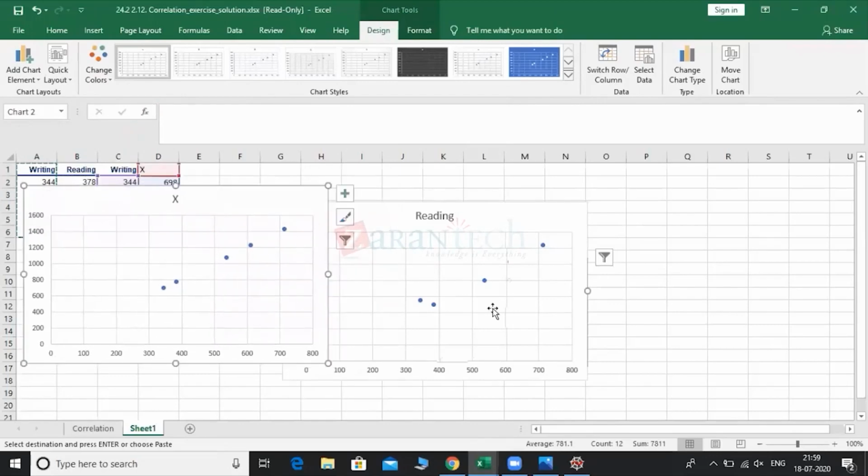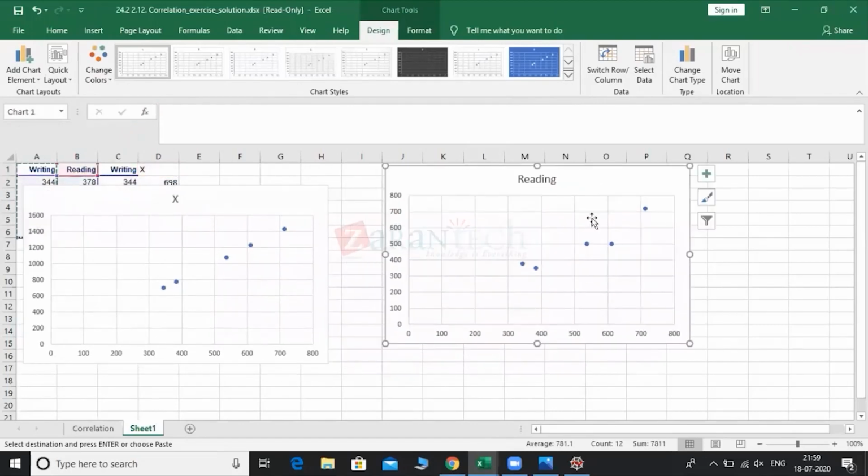Here, the plot for reading and writing is available, and this is also linearly dependent. If one is increasing, the other is also increasing. Reading is increasing, writing is increasing, reading is increasing, writing is increasing. So both of them are increasing. In this case also, with the writing, we have plotted x. So you see, this is an absolute relationship. In the same order as the writing number increases, the x number also increases. So the correlation between these will be absolutely 1, right?